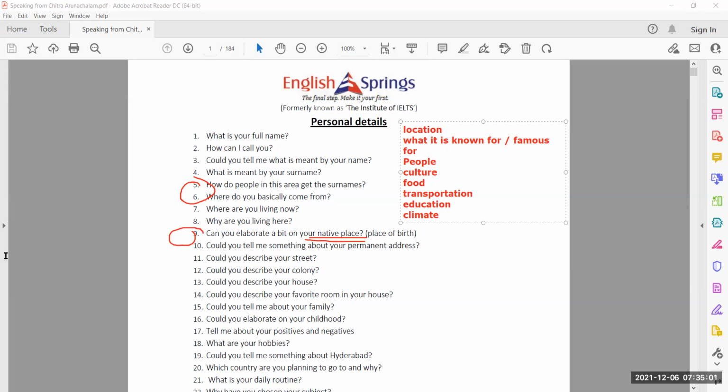Yes, Bharat. Yes, ma'am. My name is Bharat Alapati. Alapati is my surname, and you can call me Bharat. My surname came after my ancestral village, which is located in Guntur district. My native place is Guntur, and it is famous for chili production. The people in this area are so polite. That's it, ma'am. Very good, Bharat. Thank you. Moving on to Farhan.